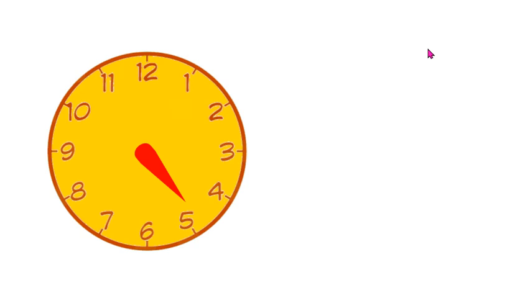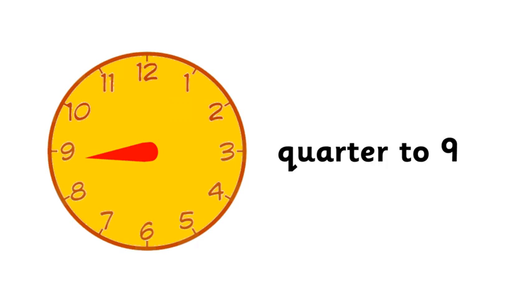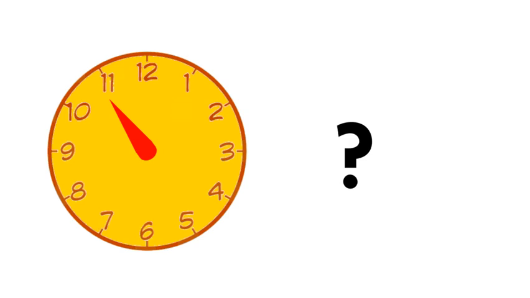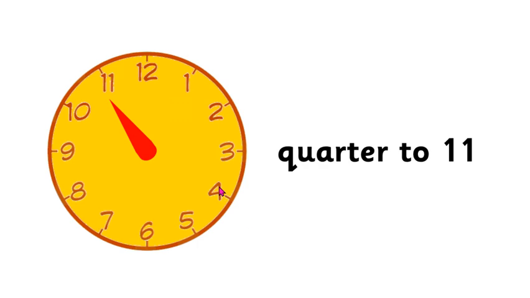This shows quarter to 5. How are you doing so far? Are you getting all of these right? This one here, quarter to 9. And this example, it's quarter to 11. This hour hand has gone past, it's pointing here, we'd think it was half past 10. It's gone past that, and now it's closer to 11.